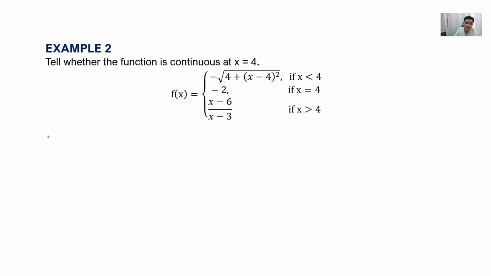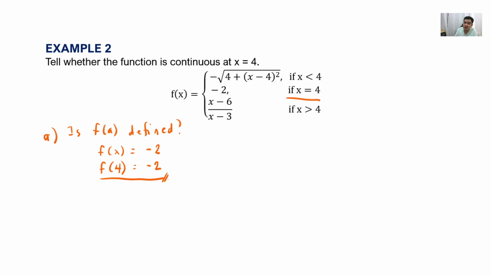So, first condition, anong gagawin? Is f of a defined. Diba? Anong function ang hahanapin natin dyan? Kung saan meron yung equal sign. So, ito. So, at x is equal to 4, ang f of x natin is equal to negative 2. Okay. Ngayon, isubstitute natin yung value ni x, which is equal to 4. So, f of 4, di ba sabi natin, constant naman yun, so wala kang papalitan. So, copy-paste still si negative 2. There's a value na nakuha.